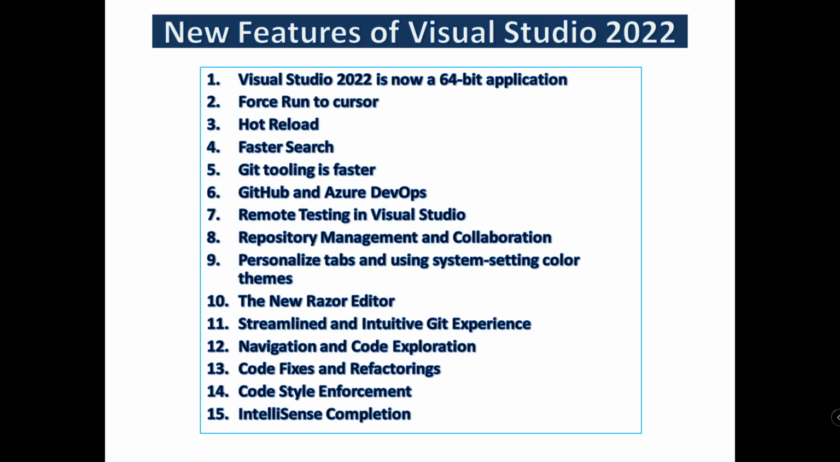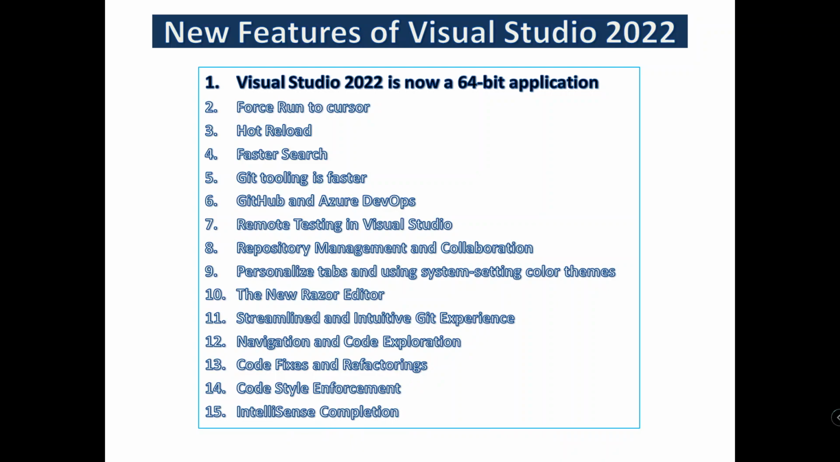Visual Studio 2022 is now a 64-bit application. So what does it mean exactly? It means that its process named devenv.exe, with this version 2022, can use more than 4 GB of memory.